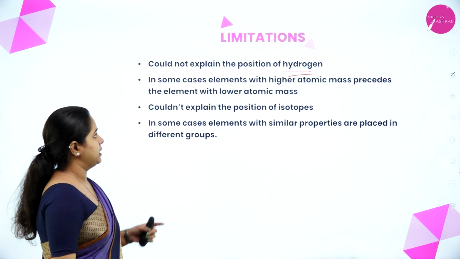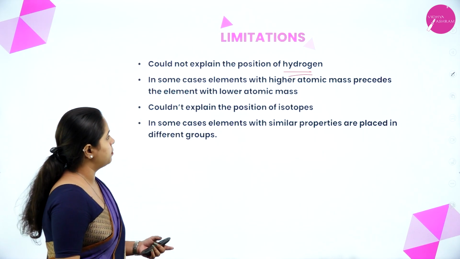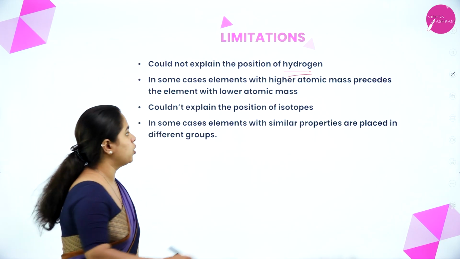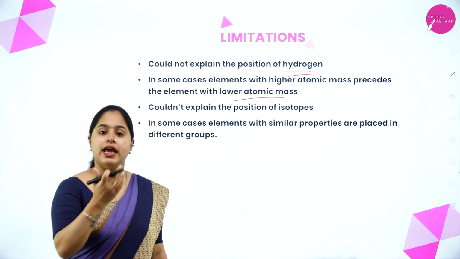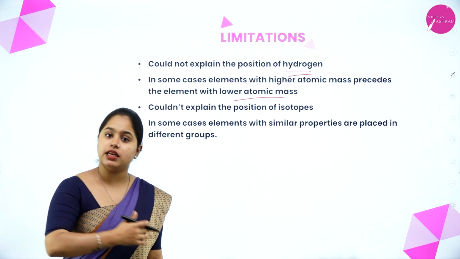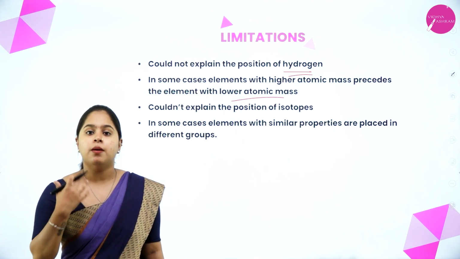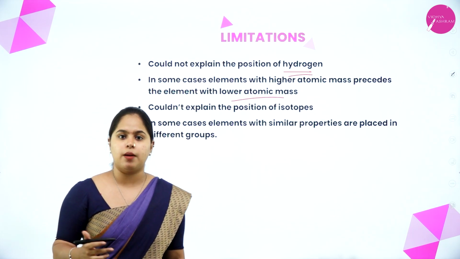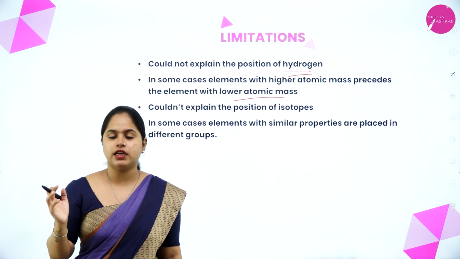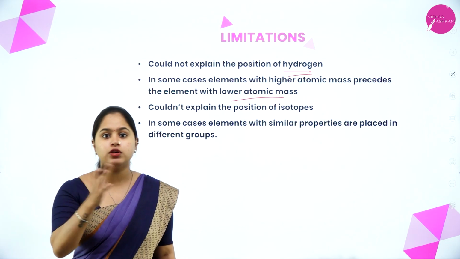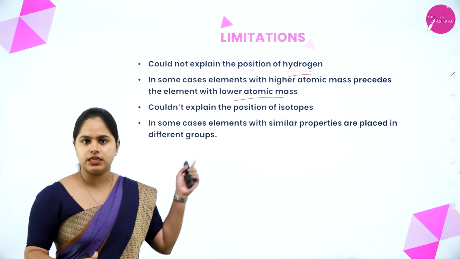Then, in some cases, elements with higher atomic mass precede the element with lower atomic mass. According to Mendeleev's periodic law, the elements should be arranged in the increasing order of their atomic weights, right? But in certain circumstances, the elements were not in the increasing order of their atomic masses. There were a few discrepancies there. So that is a limitation, right?